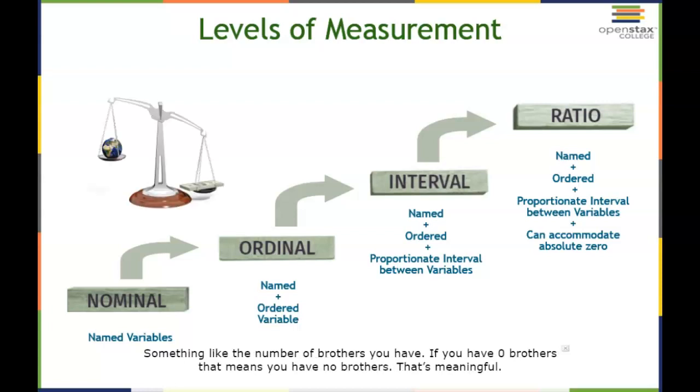Something like the number of brothers you have. If you have 0 brothers, that means you have no brothers. That's meaningful. The number of bicycles you own. The weight of something can be 0. So those are meaningful zeros.